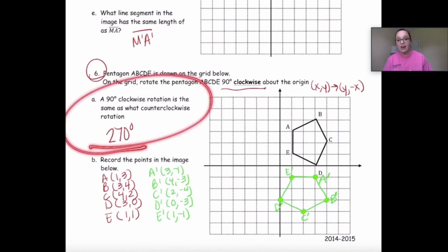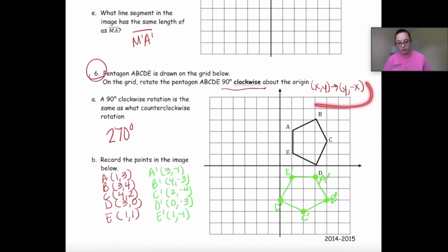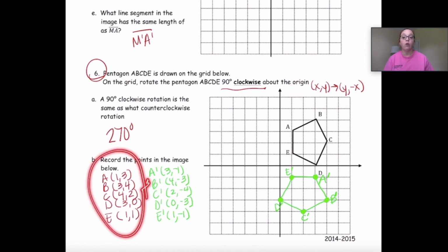Looking at number 6, same deal, but this time it was a 90-degree clockwise rotation. So problem A is asking you, a 90-degree clockwise rotation is the same as which counterclockwise one? And that's the 270. So I wrote the rule for a 270-degree counterclockwise rotation, which is (y, -x). I wrote down the ordered pairs for A, B, C, D, and E, and then used my rule to figure out where A prime, B prime, C prime, D prime, and E prime would be located, and then graphed them. Again, if you are having questions about any of these problems, please see your teacher.